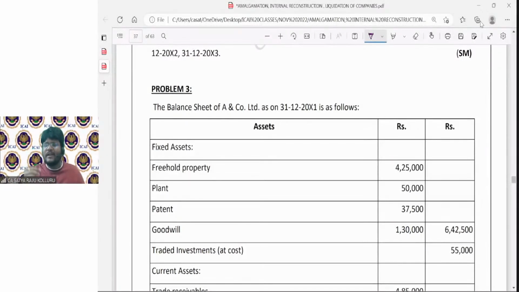So accordingly, the problem you are solving will have a solution for how to read the problem. Do you understand? So please, all of you, habituate and inculcate such things during your preparation itself. Okay, without wasting much time, let me enter into problem number 3, guys.